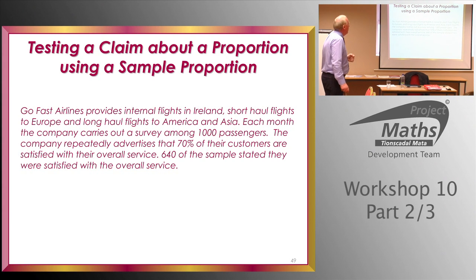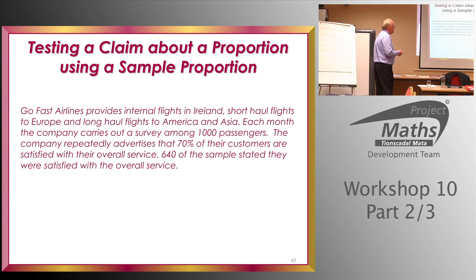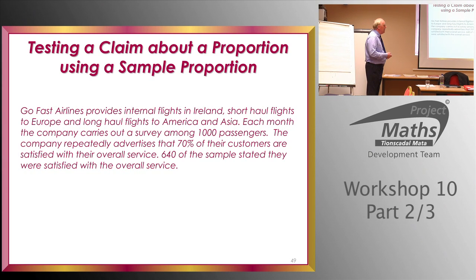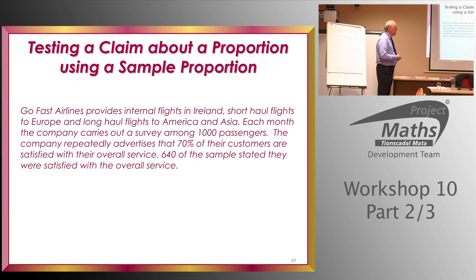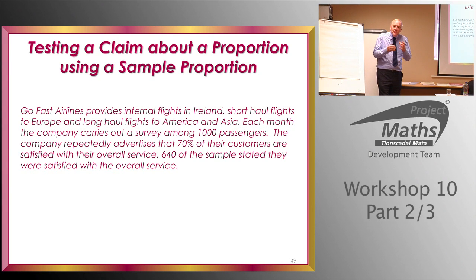So Go Fast Airlines provides internal flights in Ireland, short-haul flights to Europe and long-haul flights to America and Asia. Each month the company carries out a survey among 1,000 passengers. The company repeatedly advertises that 70% of their customers are satisfied with the overall service. So the 70% there is the claim, that's the company saying, that's your null hypothesis. That makes sense? Now, 640 of the 1,000 in that particular month said they were satisfied. So that's where you're looking for the evidence. Do you understand?